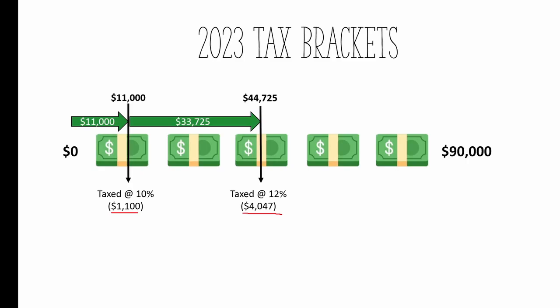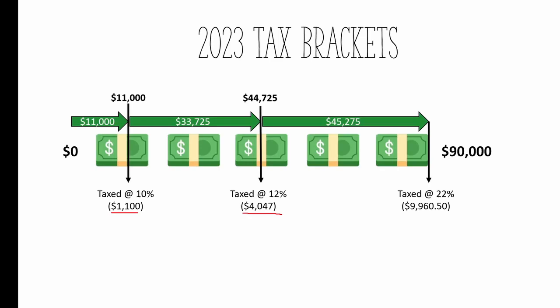The next bracket ends just north of $95,000, but our taxable income only goes to $90,000. So the difference between $90,000 and the end of the 12% bracket is taxed at 22%. So this means $45,275 of my remaining taxable income is taxed at 22%, and this comes out to $9,961 rounded.